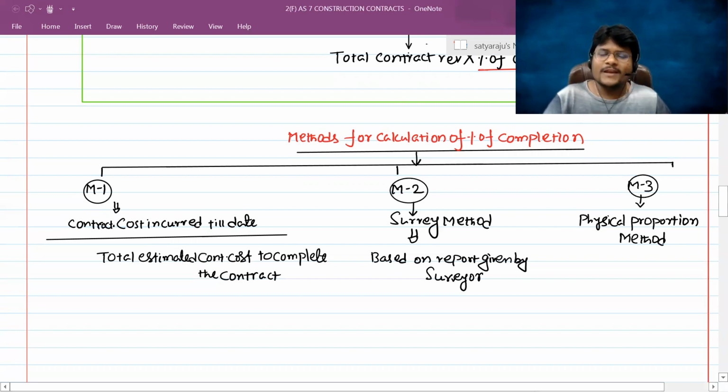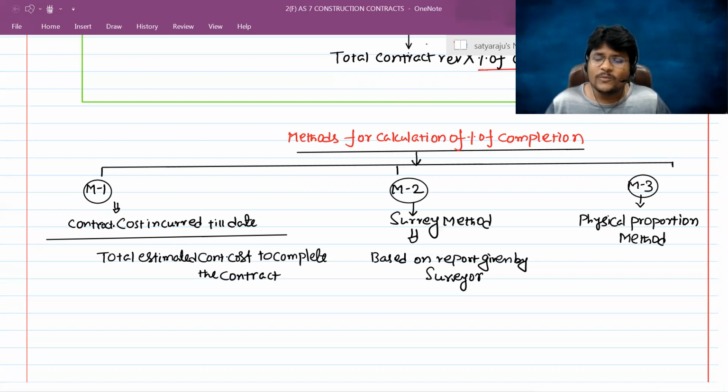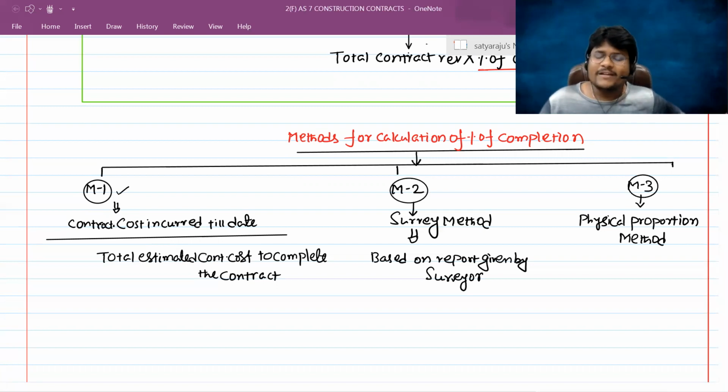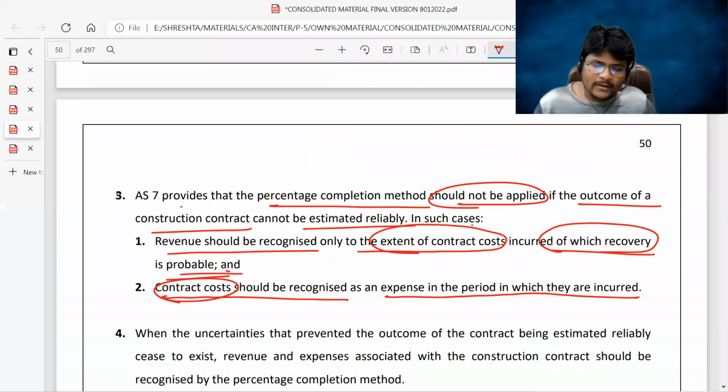So out of these 3 methods, for our academics, which method are we going to use? Always method number 1. Why? Because the calculation part is there under method number 1. For all our problems in the examination, we always use method number 1. If they directly give the percentage of completion, either by the survey method or physical proportion method, most of your work is reduced. That's why they generally do not adopt the survey method or physical proportion method in academics. Okay, come back here, guys.